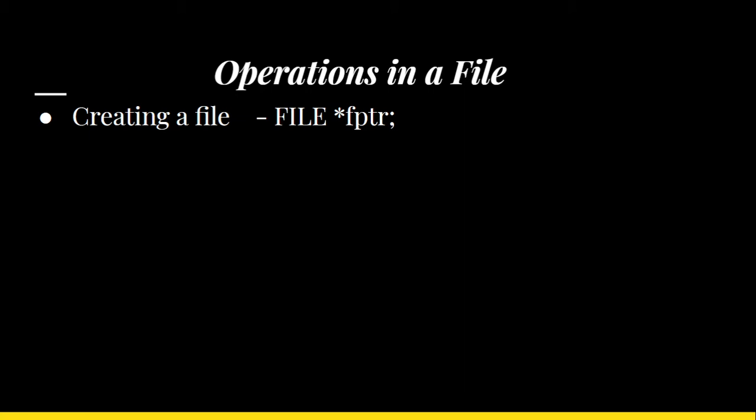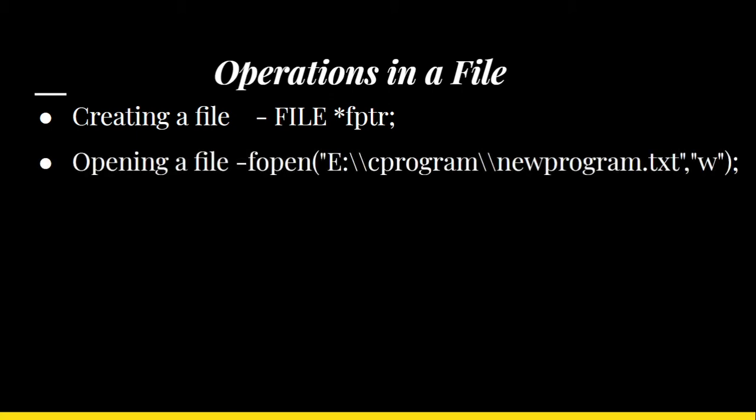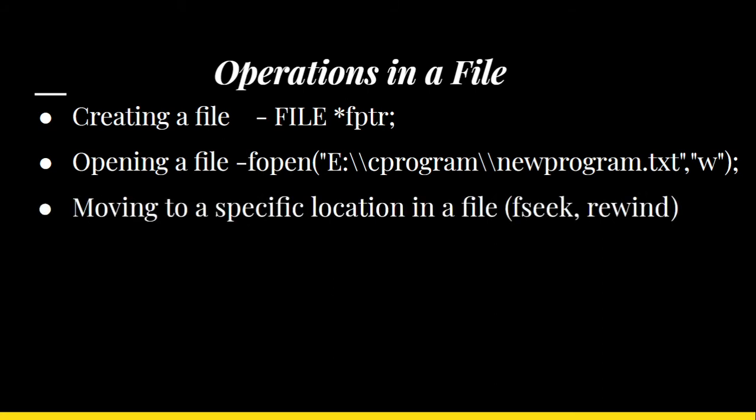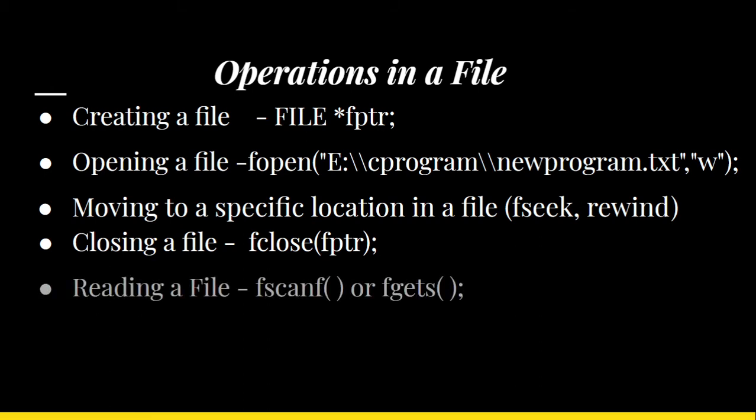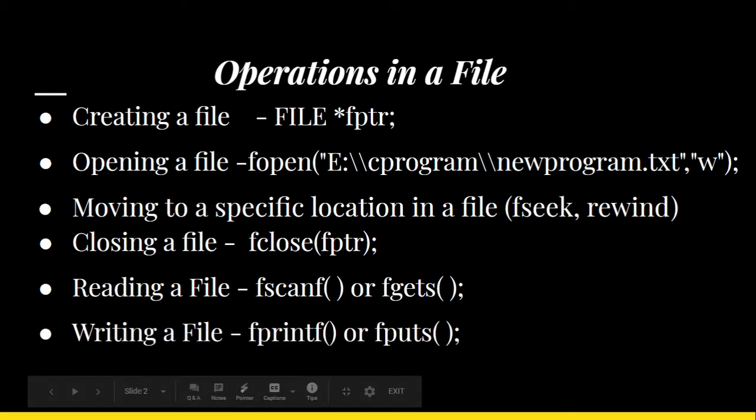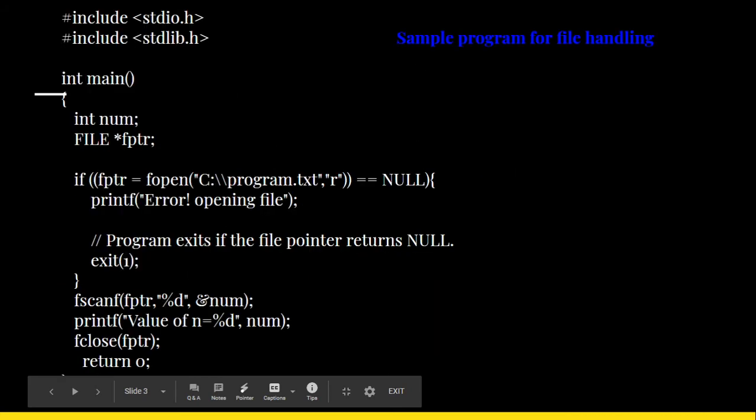So fptr is the pointer that points to the file, and the next one is opening the file to read or write, closing the file, and again we can also move the file pointer to a specific location, that is fseek or rewind, and again we can read the file and we can also write the file. So here let us see the syntax for each and every command of the file in C.